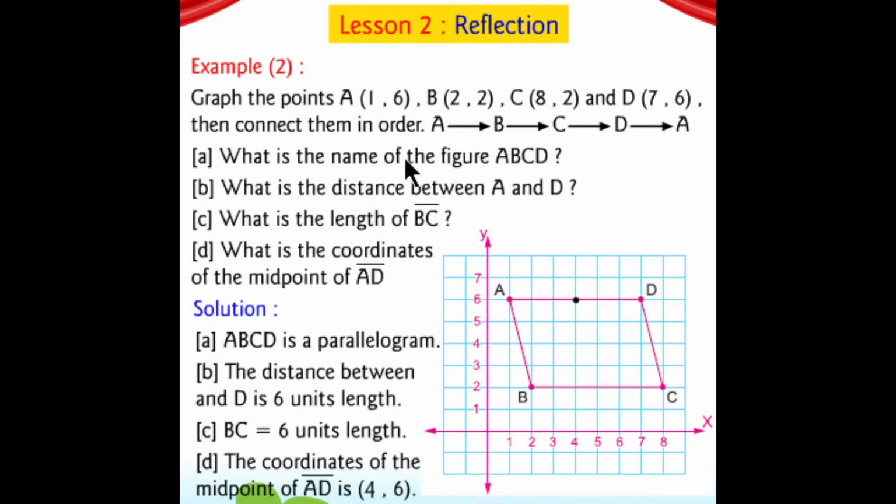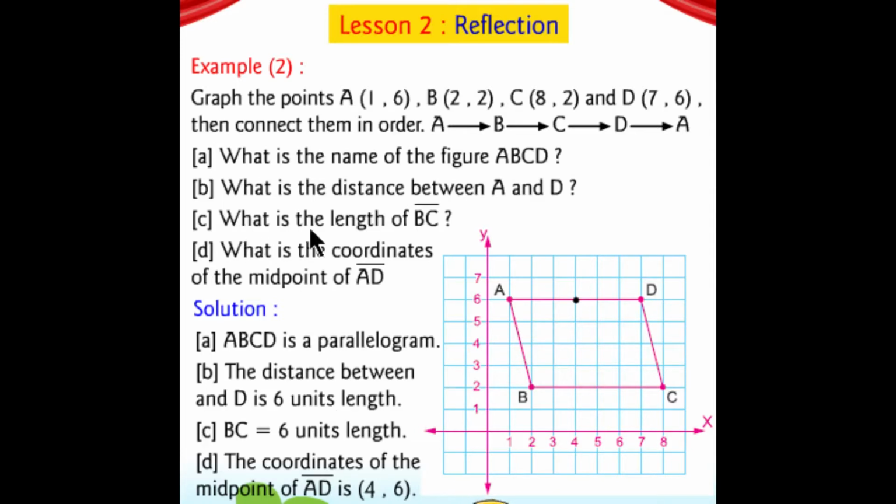A. What is the name of the figure ABCD? Solution: ABCD is a parallelogram. Its two opposite sides are equal and parallel. B. What is the distance between A and D? The distance between A and D: 1, 2, 3, 4, 5, 6. It is 6 units. The distance between A and D is 6 units in length.